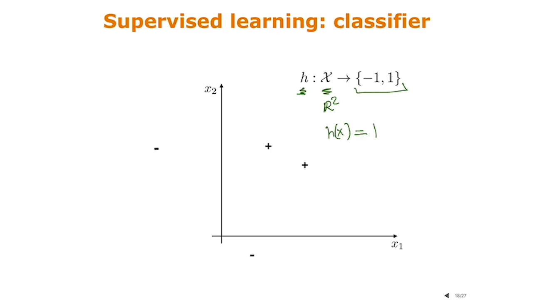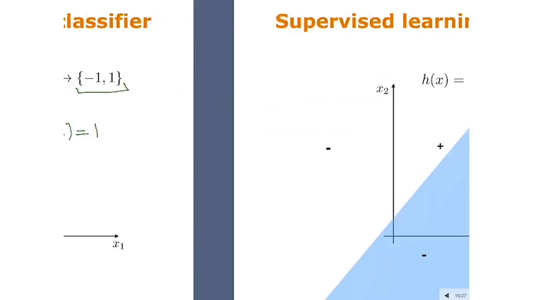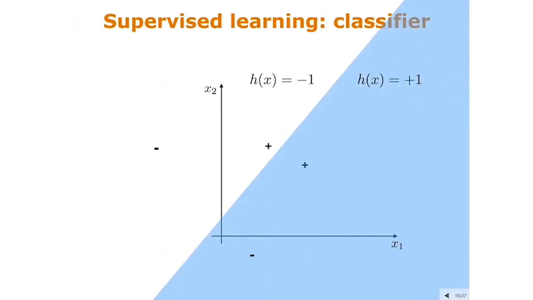So what the classifier does is divide the space into essentially 2 halves. One that's labeled 1 and the other one that's labeled minus 1. Let's take a few examples. Here's a classifier known as a linear classifier because it divides the space linearly into 2 halves. It has a part of the space where all the examples here are mapped to plus 1 and all the examples in the other half are mapped to minus 1.